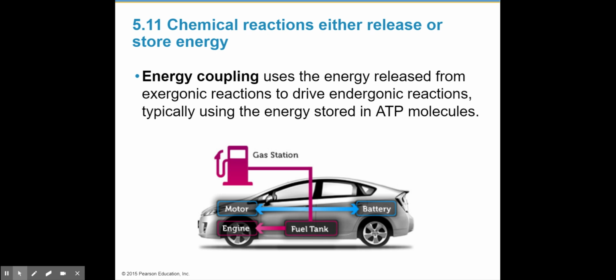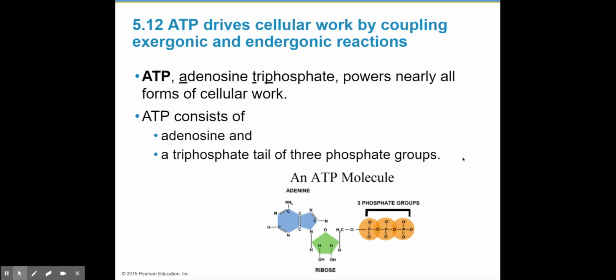So I have a picture there of a hybrid vehicle. It runs on both gas and on electricity. And this is a great example of energy coupling. Whenever the car is moving readily on the interstate, it's going to be relying on its fuel. However, when it's sitting at a stoplight or a stop sign, it's going to go to the battery to just keep the engine idling.